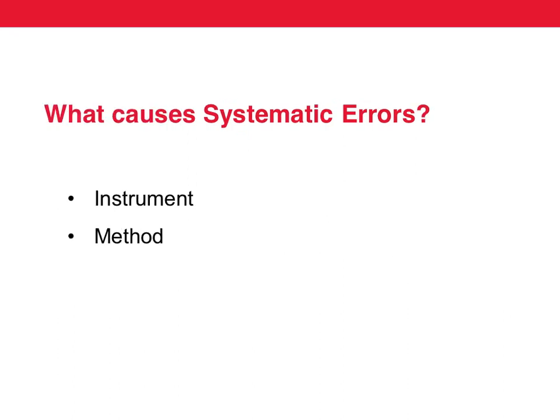What causes these errors? It could be the instrument, or it could be that something is faulty in the way the measurement is being done. That is, there is something wrong with the method. So the example of Robin Hood missing the mark because of the evil sheriff's plan was a systematic error. It was not random. The error was predictable if you knew what was happening.